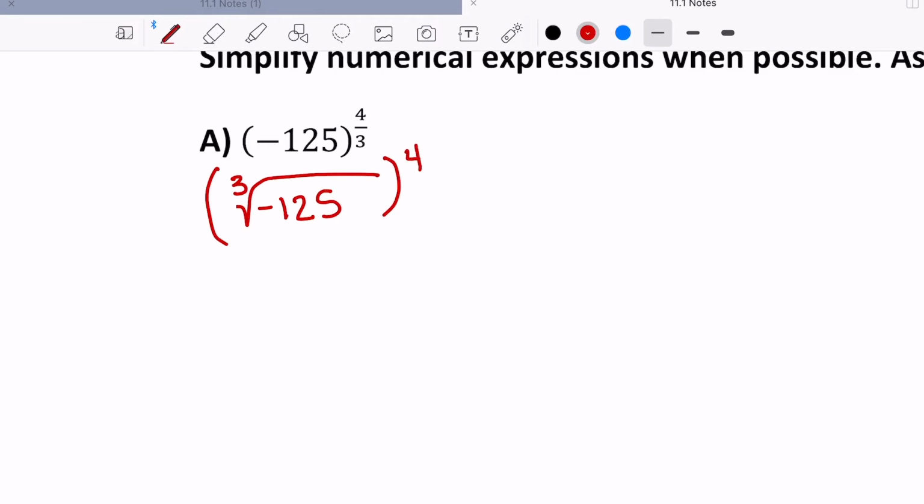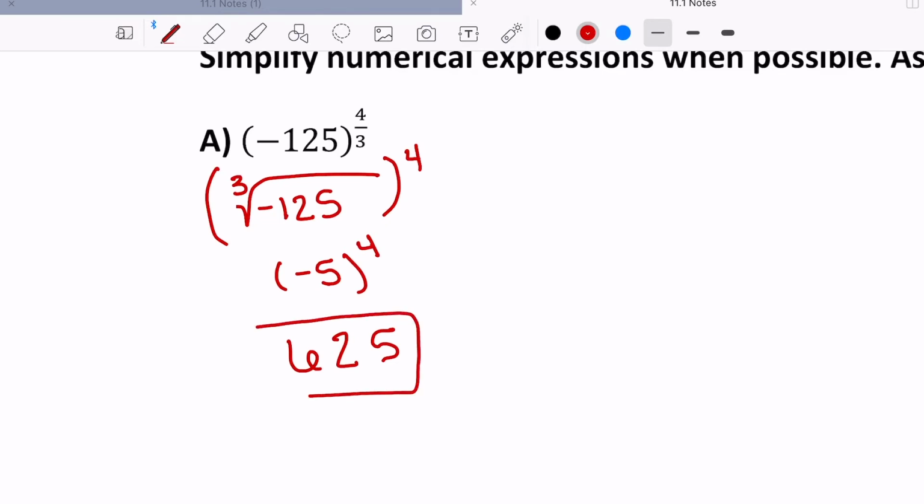Okay? Cube root of negative 125 is negative 5, and negative 5 raised to the power of 4 gives us 625, positive. So our answer here is 625.